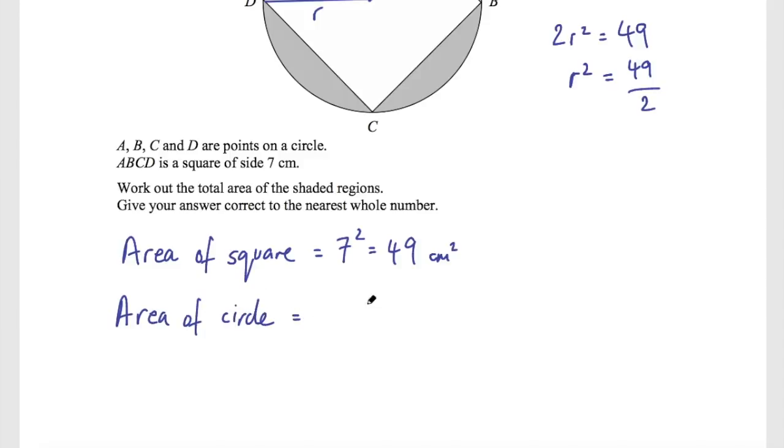So the area of the circle is pi r squared. That's how we find the area of the circle. That's the formula we need. And so here we've got r squared, so we can say the area of the circle is pi times 49 on 2.